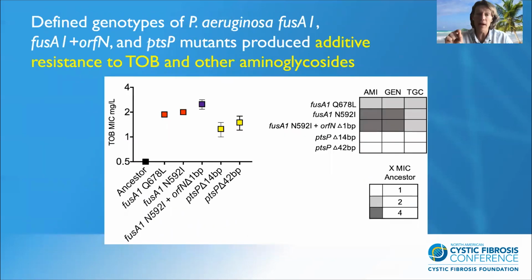We were able to define genotypes of Pseudomonas aeruginosa with fusA1 in combination with mutations in orfN, which encodes LPS biosynthesis, and ptsP. We found that these mutations in combination produced additive increases in resistance to tobramycin, as well as other aminoglycosides. Over here you can see the increased resistance levels to tobramycin. These also confer resistance to amikacin and gentamicin, and confer low-level resistance to tigecycline.